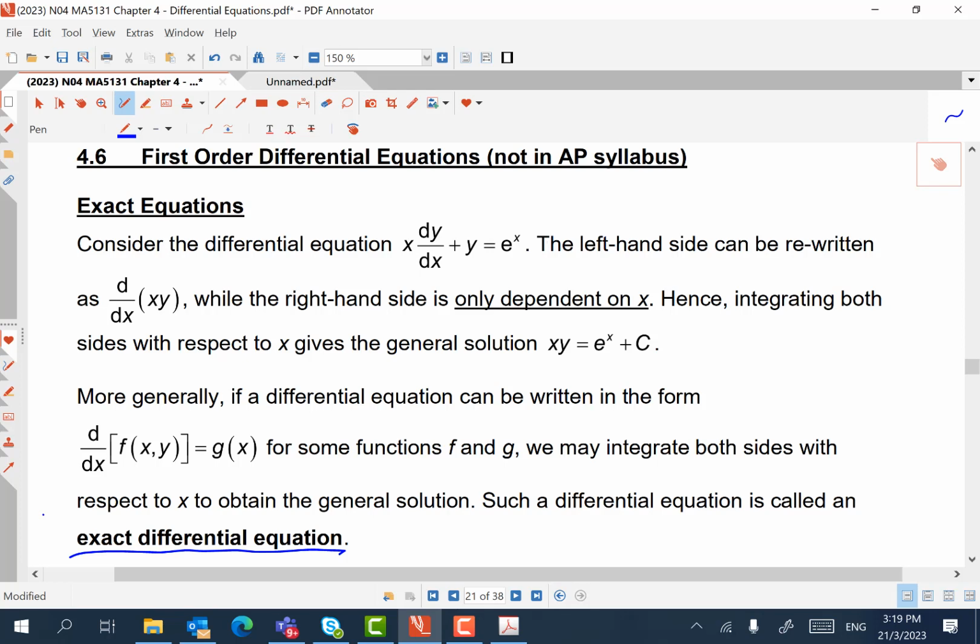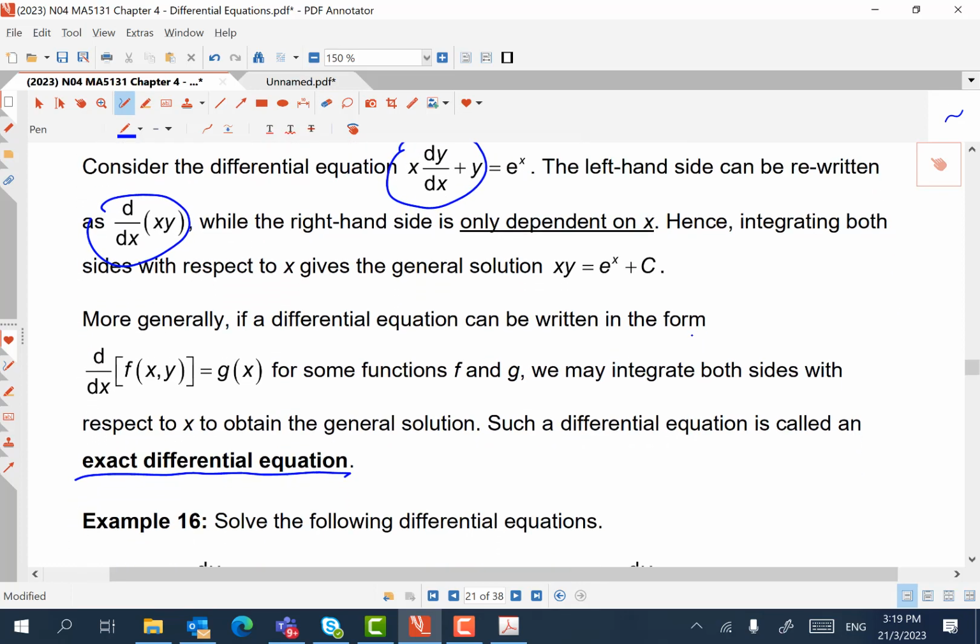Because it's exactly the product rule. Exactly what we get when you differentiate. Because if you were to differentiate this one, you get exactly the left hand side. Such an equation is called an exact equation. So let's look at one example.